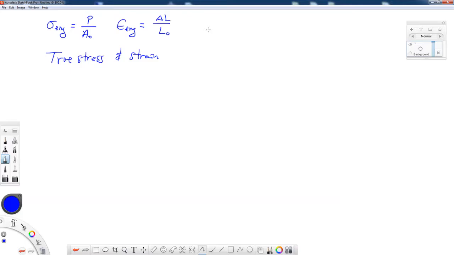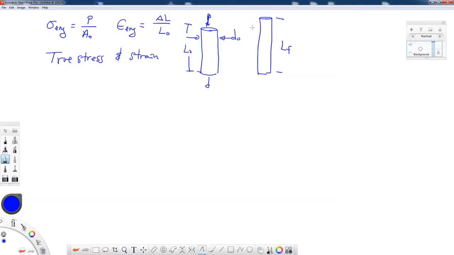We know that when we apply tension to a material, its cross-section dimensions don't stay constant. So here's the original diameter and the original length of this bar. When I pull on this, and I'll exaggerate this a lot, it gets a little bit skinnier, and it gets a little bit longer. So the final length is greater than the original length. The final diameter is going to be less than the original diameter.